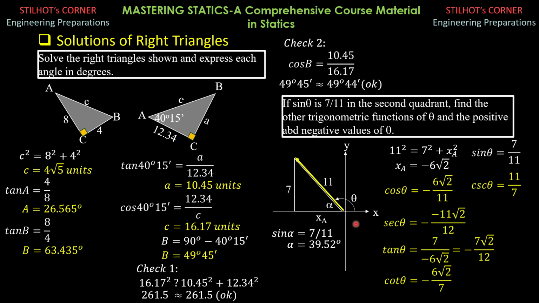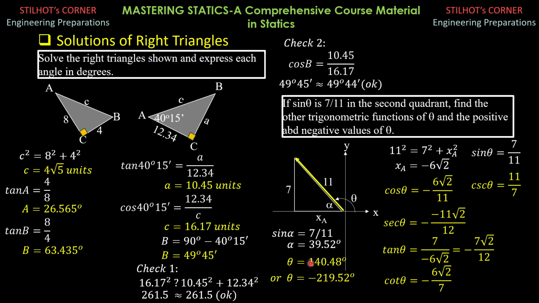So that's it. But the analysis is theta should be obtuse. It lies in the second quadrant. So the positive value of theta is 180 degrees minus 39.52 degrees. And theta should be 140.48 degrees. So this is the correct answer. Then subtract 360 degrees. Then the negative equivalent angle for theta is 140.48 minus 360, and that's negative 219.52 degrees.